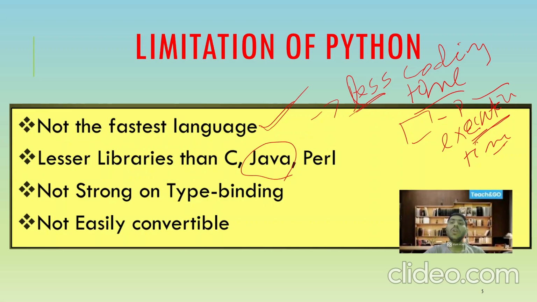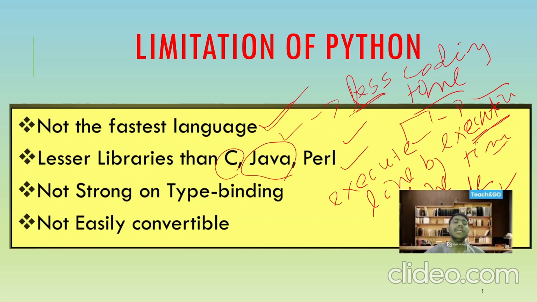So what is the role of the interpreter? It will execute the code line by line. That's why it is not the fastest language. It also has fewer libraries than Java, C and C++. As compared to those languages, it has some libraries, but it is much less.